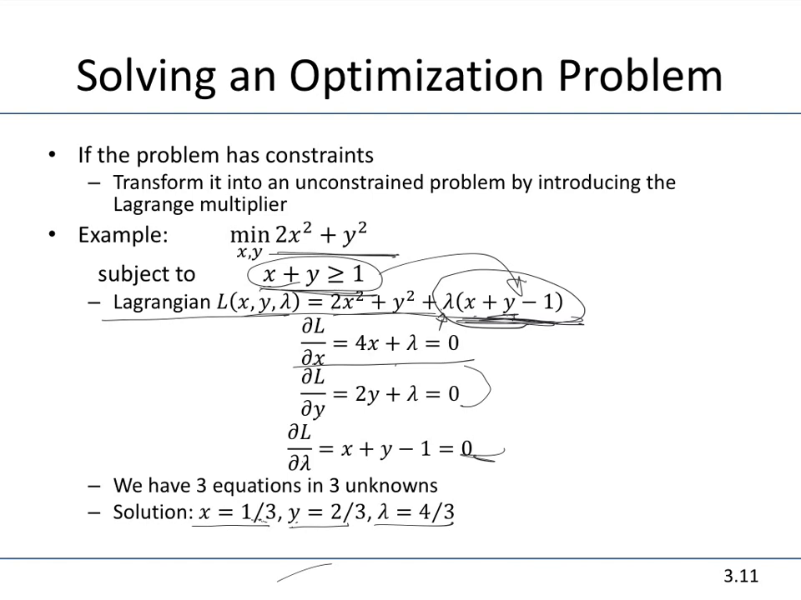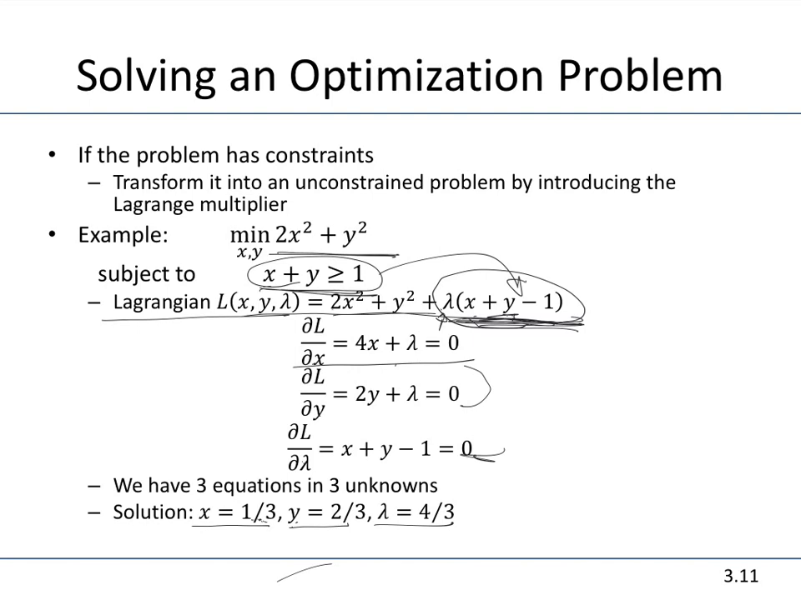But if the constraint is fulfilled, to be above 1, then the minimization will try to push the value of lambda towards 0, so that this term will be all 0, and the minimization of this Lagrangian will be the minimization of the original problem.